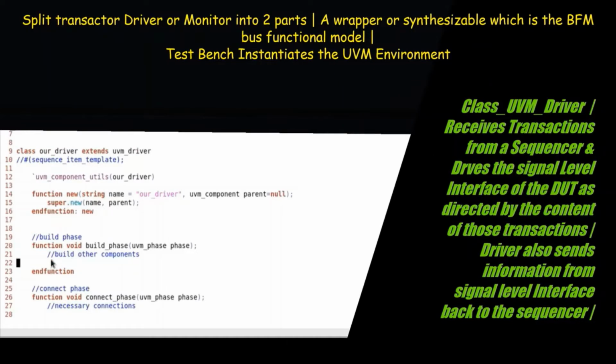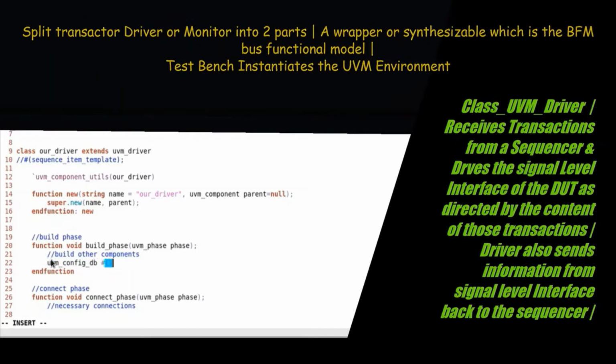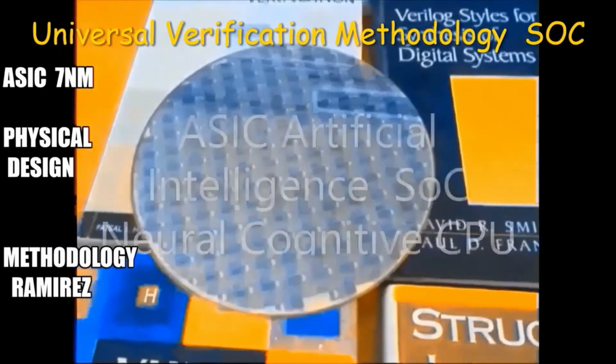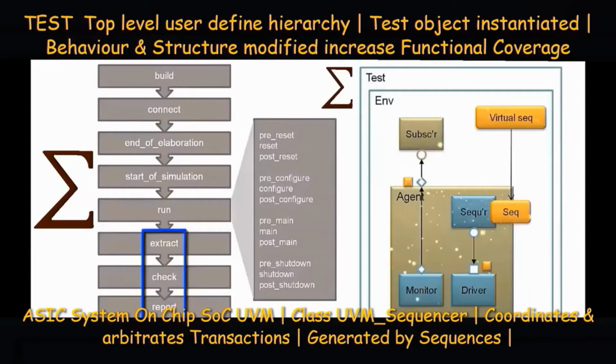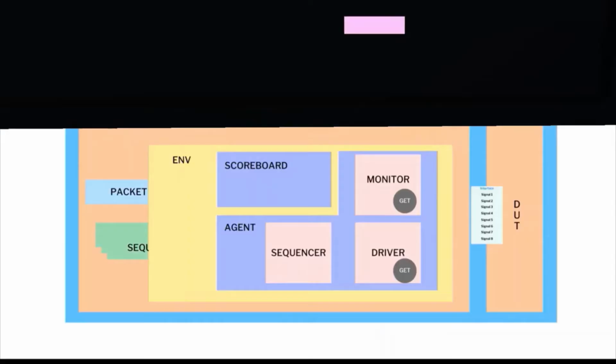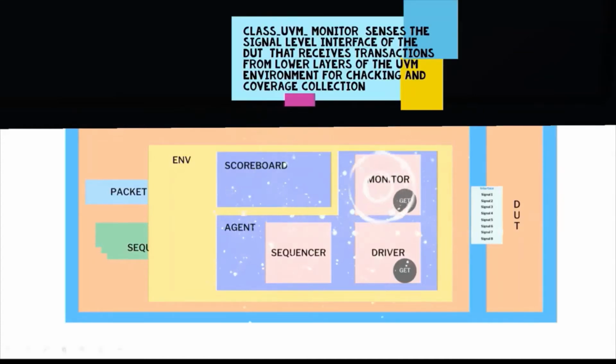This means splitting each transactor, that is the UVM driver or monitor, into two parts: a lightweight proxy or wrapper that continues to run on the host, and a synthesizable part, which is the BFM or bus functional model, that runs on the box and wiggles the pins of the device under test, the DUT.